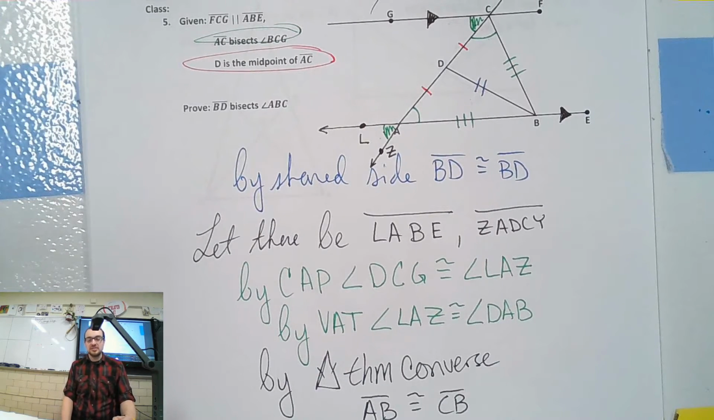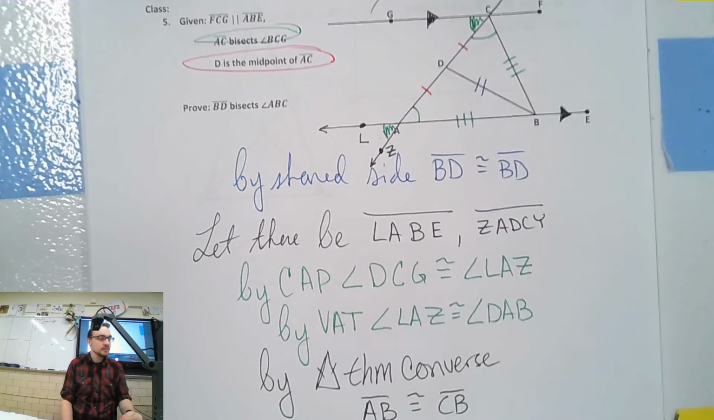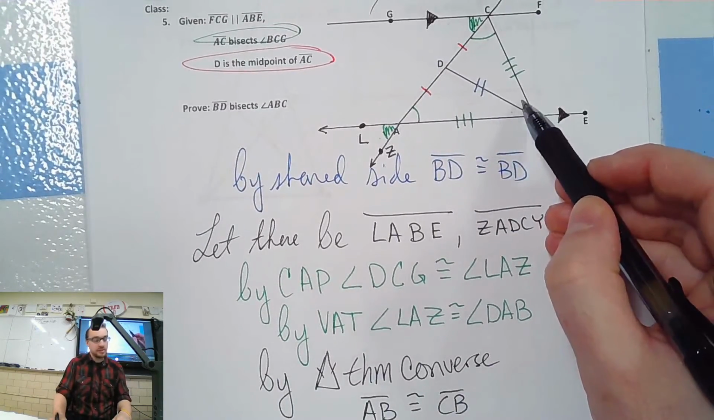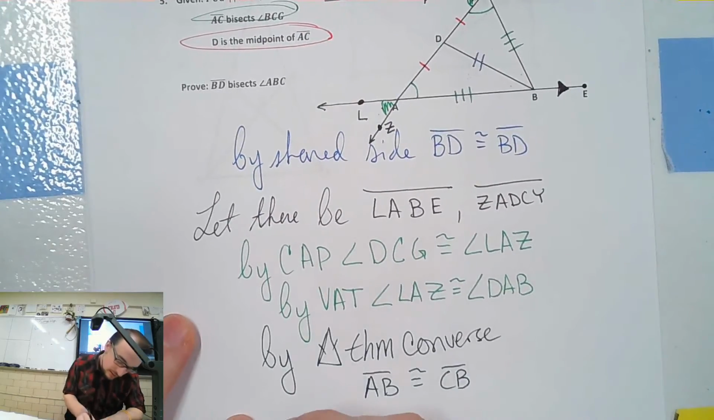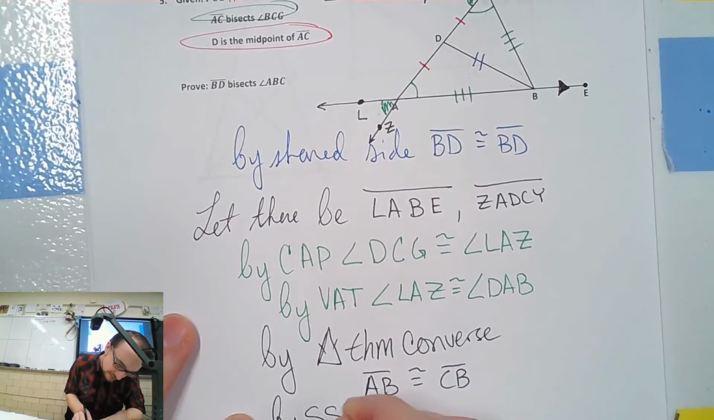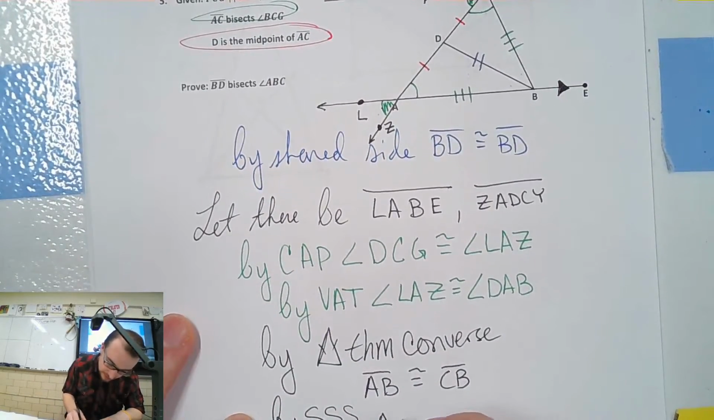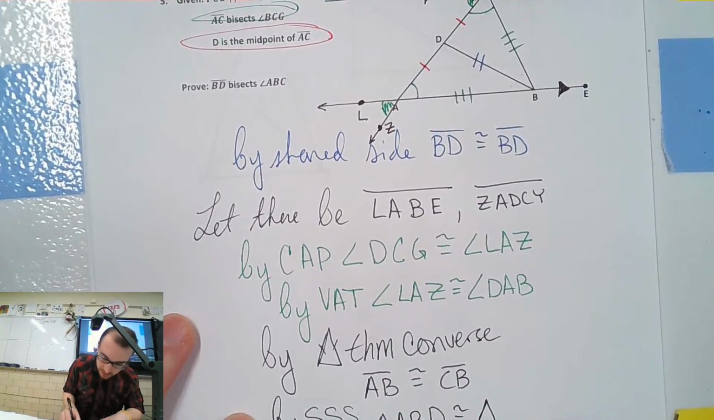So by side, side, side, the triangles are congruent. Then by CPCTC, these angles are congruent. So I'll write that out. By side, side, side, triangle ABD is congruent to triangle CBD.